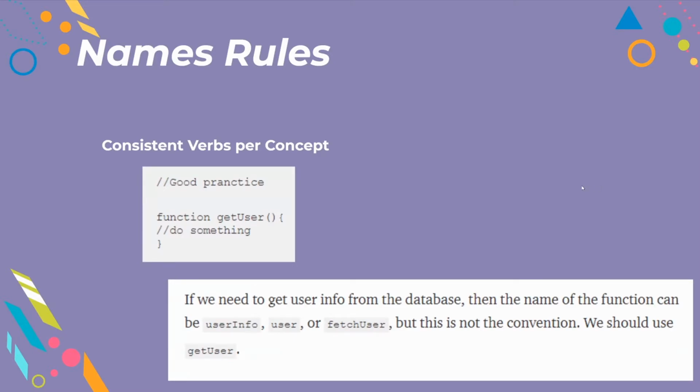We also want to have consistent verbs per concept. This is similar to the bullet point from earlier, like get versus fetch. Another thing you might see is, for example, make versus create. If these types of functions do a similar thing, then they should be named appropriately, so it'd be very obvious what this verb means in the context that you're working in.